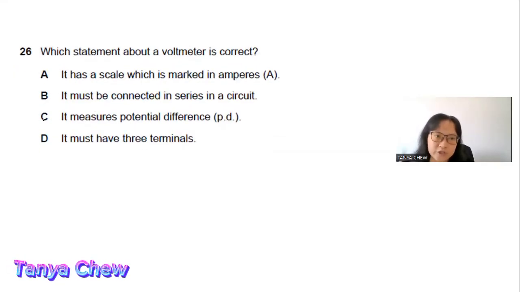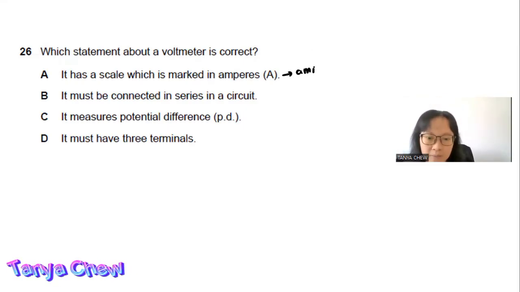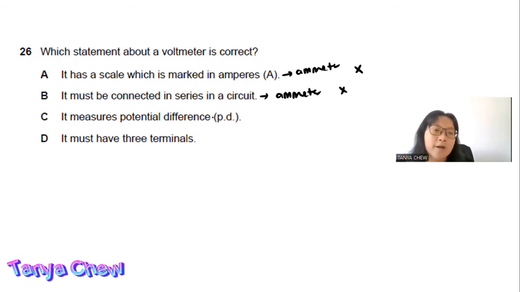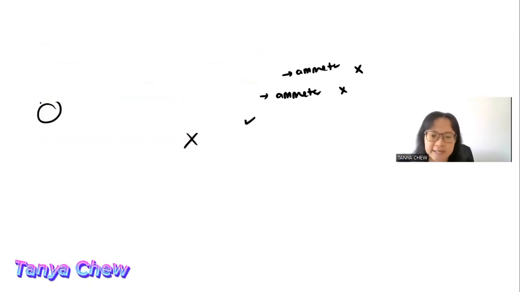Question number 26, which statement about a voltmeter is correct? A, it has a scale which is marked in amperes, or A, that is related to an ammeter. So this is wrong. B, it must be connected in series with the circuit, that is related to an ammeter as well. So this is wrong. C, it measures potential difference. Wow, that is true. D, it must have 3 terminals. No such thing, right? So C is the answer.